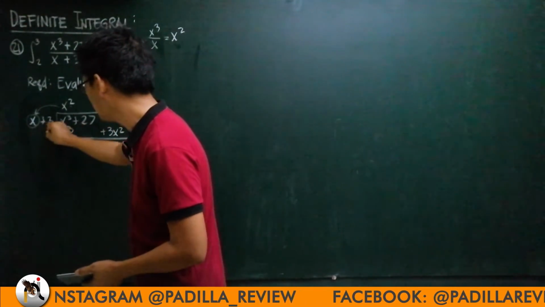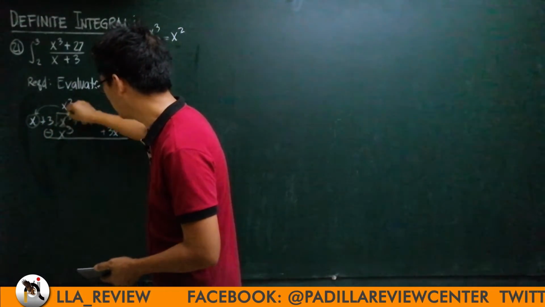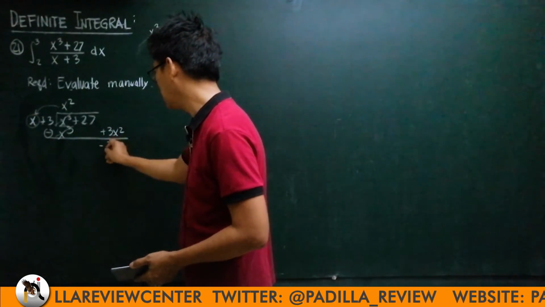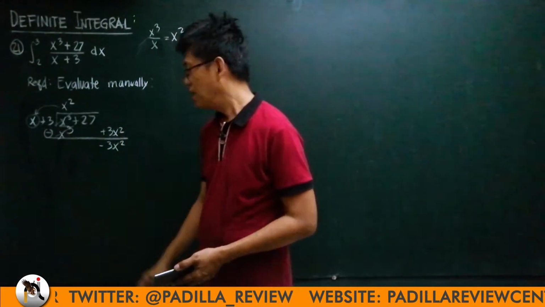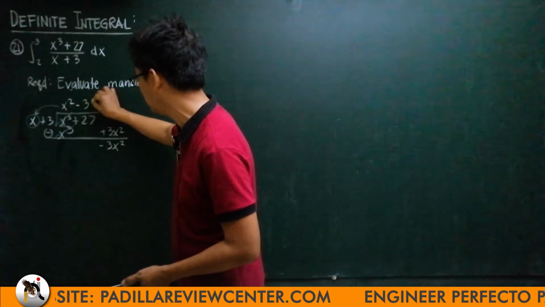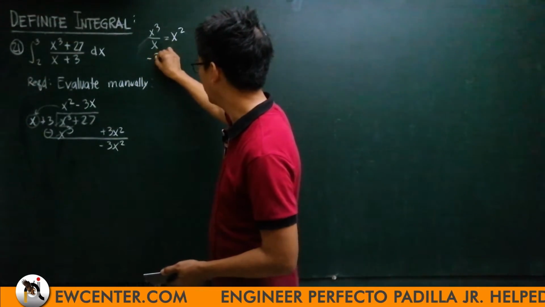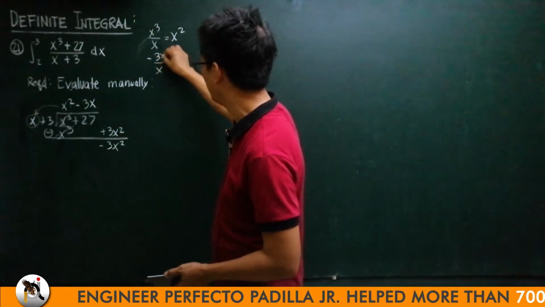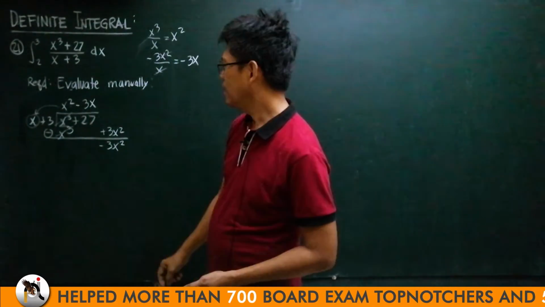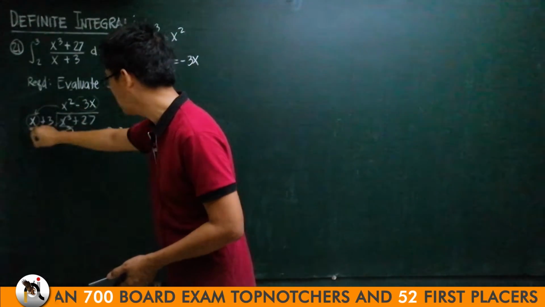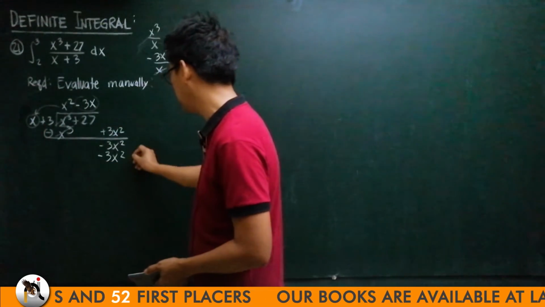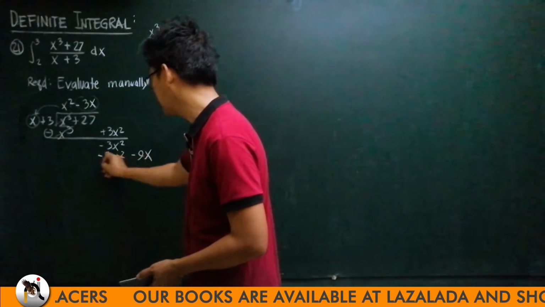So we subtract. X cubed minus x cubed, the x cubed will cancel. So we have minus 3x squared. Minus 3x squared over x is minus 3x. 1 x will cancel, so this is minus 3x. Then minus 3x times x is minus 3x squared, and minus 3x times 3 is minus 9x.